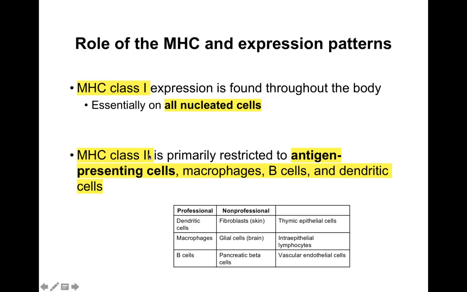Then MHC class 2, which is the one that presents exogenous antigen, is only on antigen presenting cells. You have macrophages, B cells, and dendritic cells that are antigen presenting cells. There are some non-professional cells that can present them, and that's important for training and generating tolerance. But for our purposes at this particular time, we're going to focus on the fact that MHC class 2 is predominantly on antigen presenting cells.